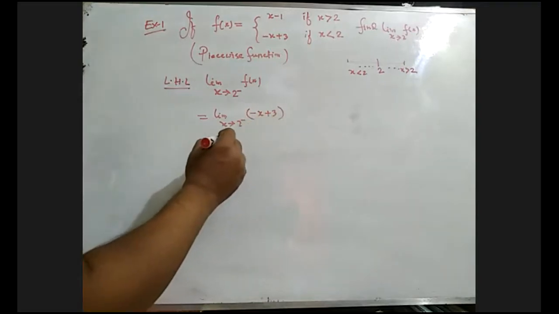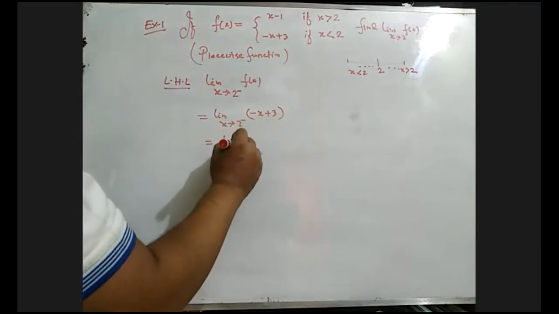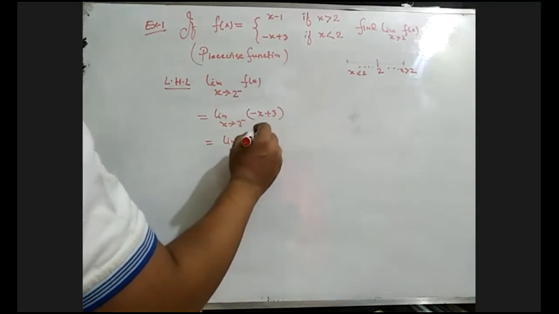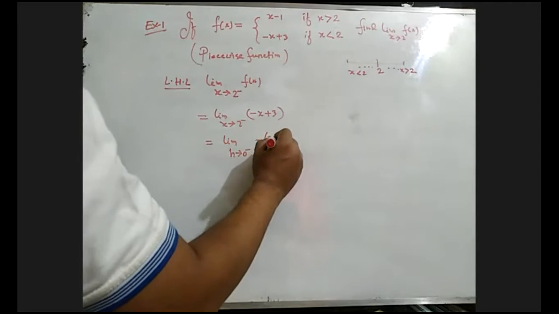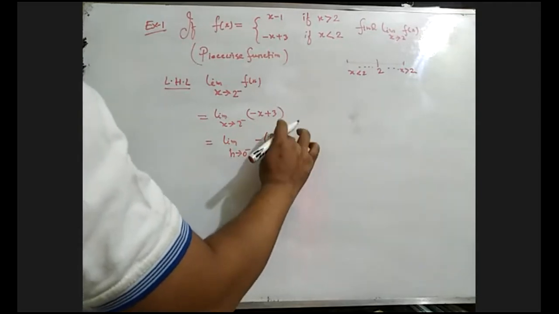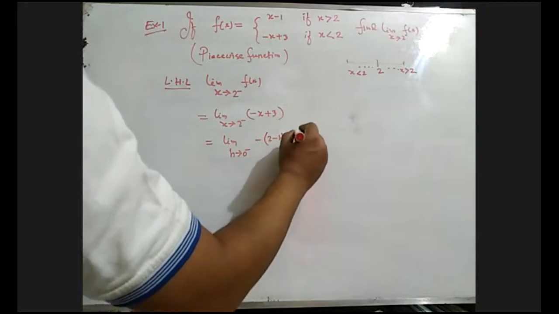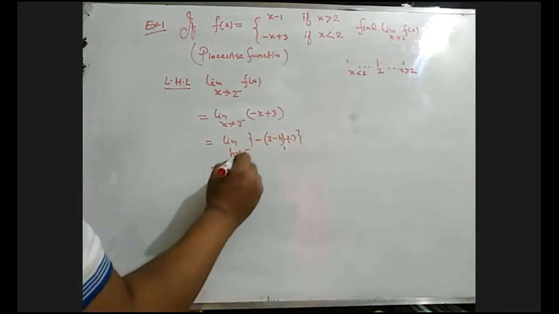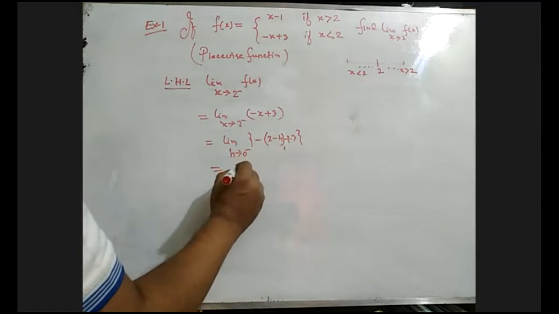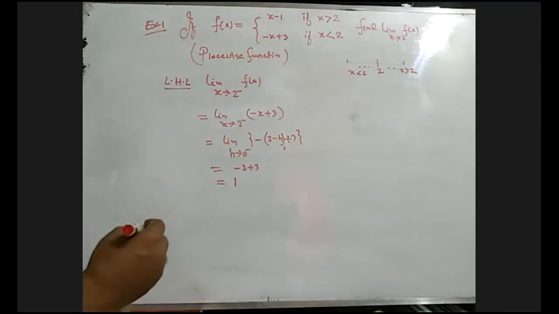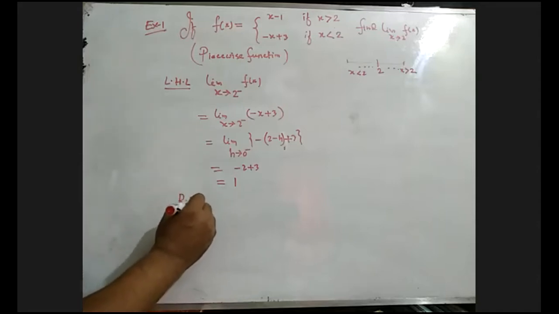If we convert it to a's, then we get minus (2 minus a) plus 3. Putting a equals 0, we get minus 2 plus 3, which equals 1. Then another one, what will the right hand limit be?